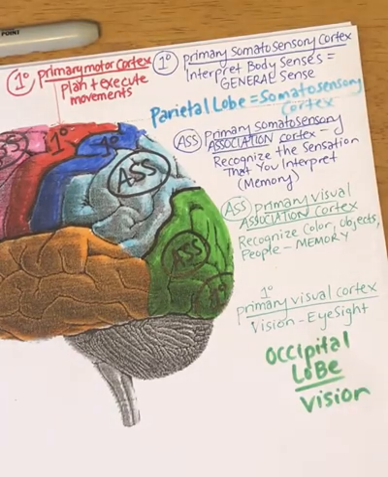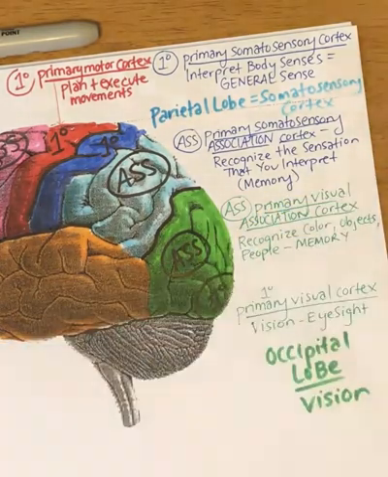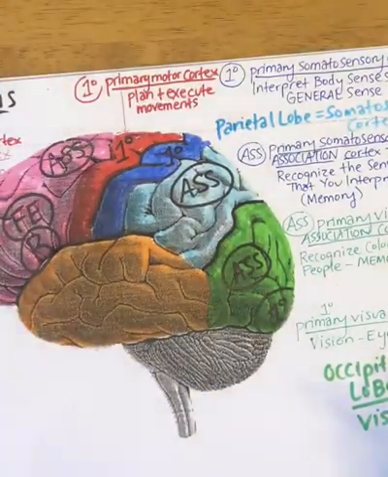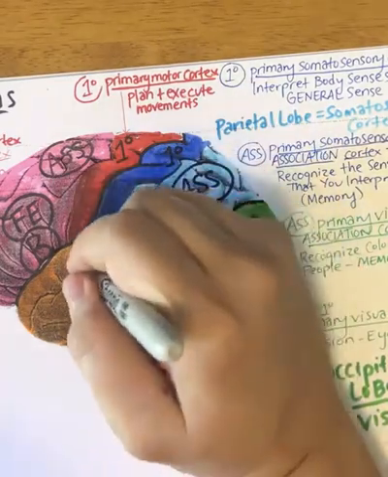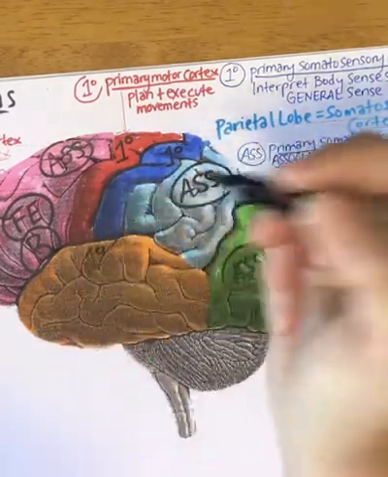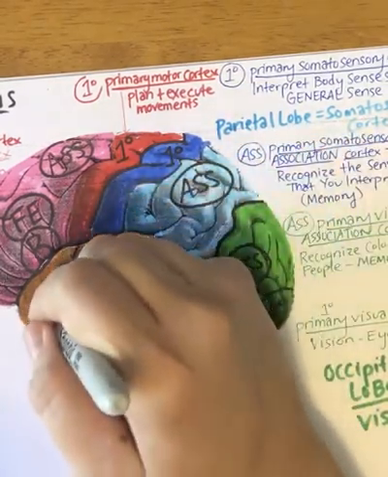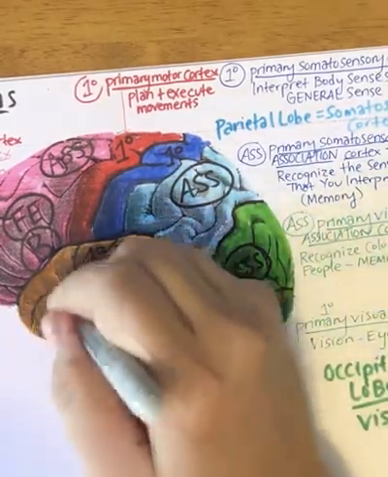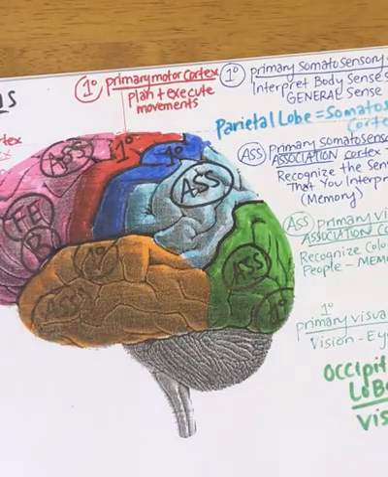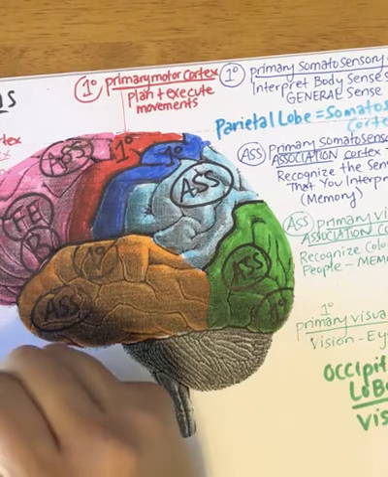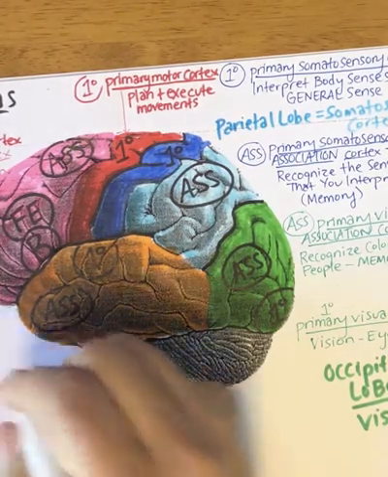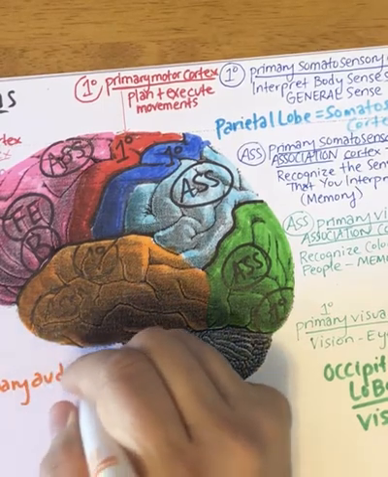So we have the temporal lobe. So we're going to have a primary auditory cortex and your association. So we'll put a 1 and association. All right. Primary auditory cortex.